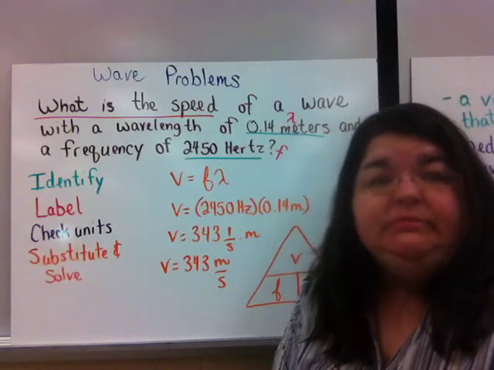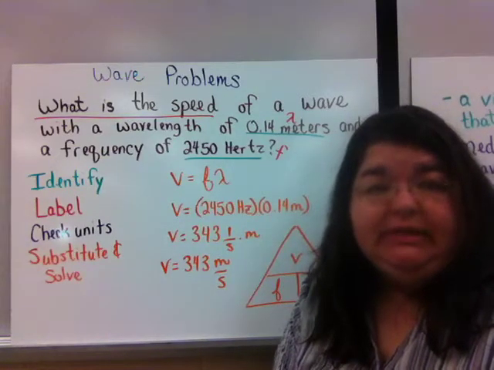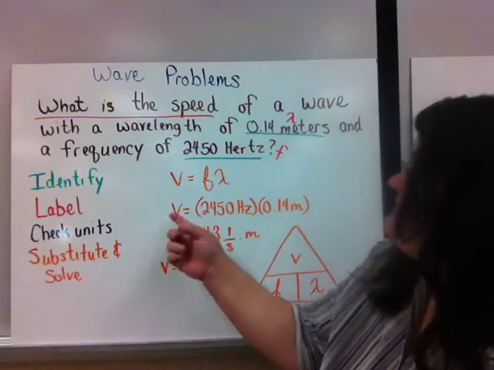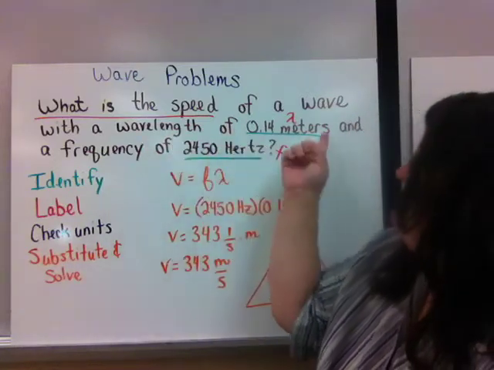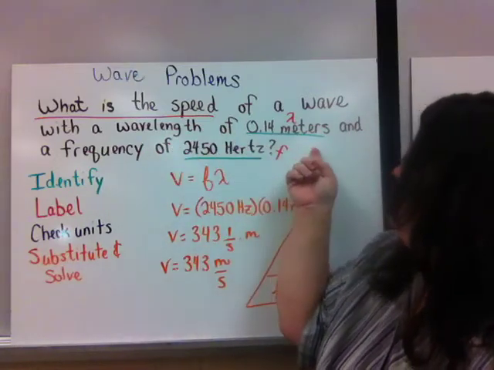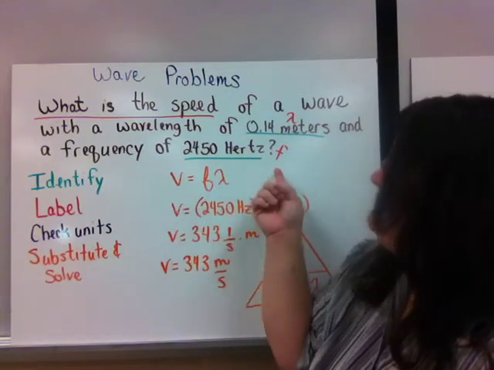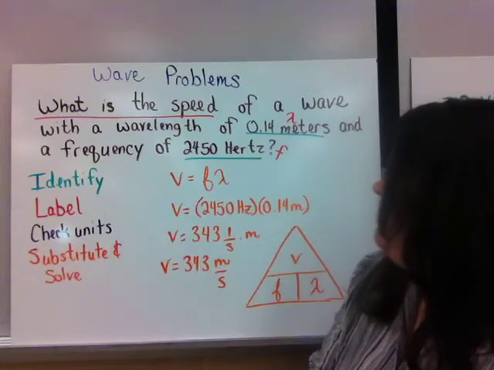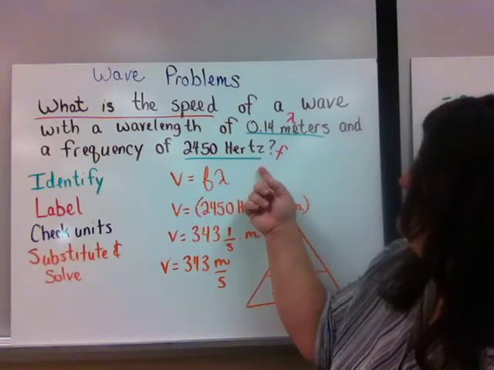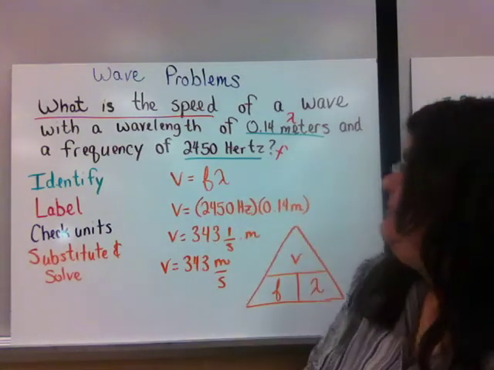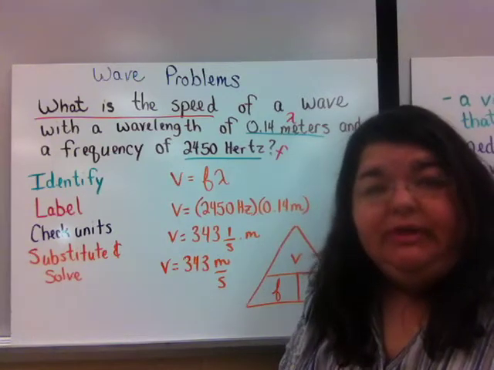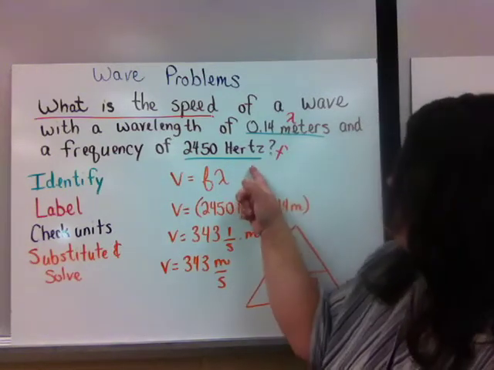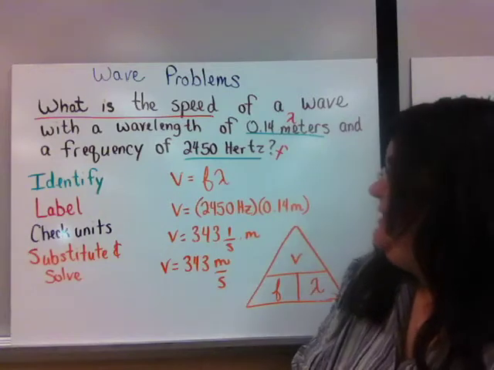Wave problems will be involving that formula that we just looked at. So here's an example. What is the speed of a wave with a wavelength of 0.14 meters and a frequency of 2450 hertz? Well, we identify our knowns. I have 2450 hertz and 0.14 meters. I'm going to label those. The hertz is frequency and the meters is wavelength.